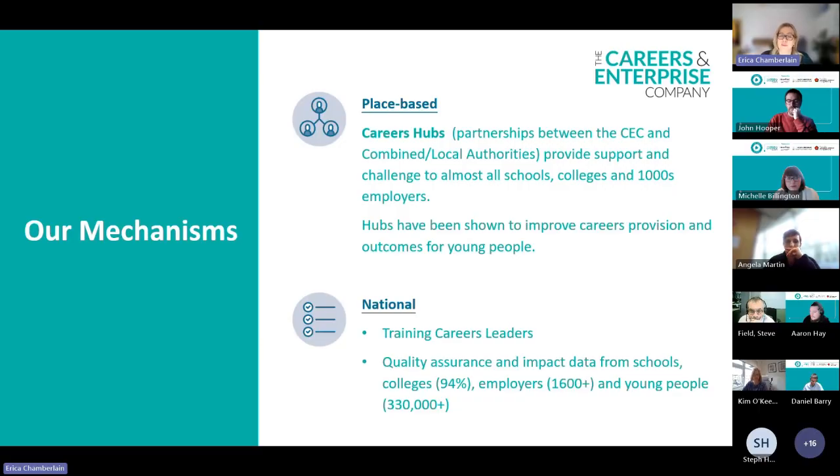What we know, because we get the data back from all 44 of these careers hubs and publish in a lot of our publications you may have seen, is that careers hubs have been shown to improve careers provision and outcomes for young people, and we've got that data over many years now. So the work that you're doing is contributing towards that.